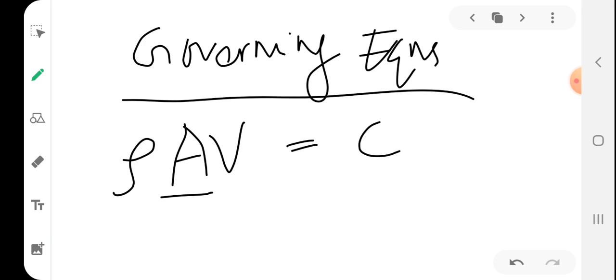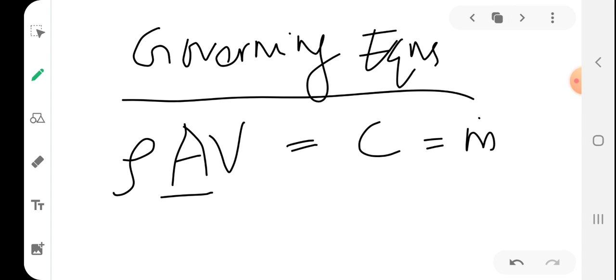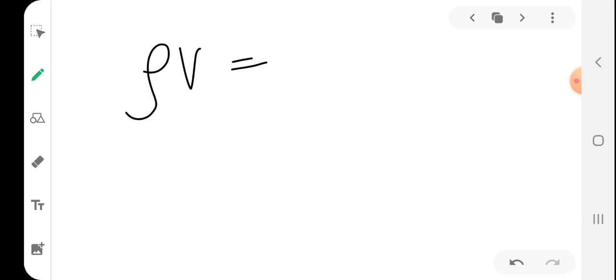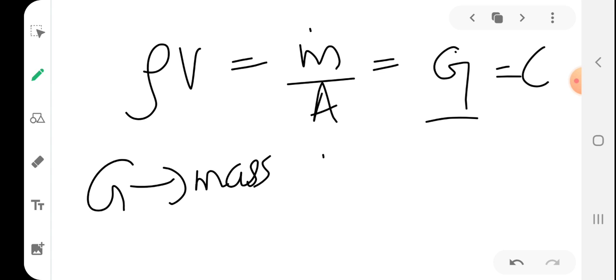But since it is a constant area duct, A is also constant, so rho V can be written as m dot, mass flow rate, by A, which is equal to a constant G. Take it as G, okay? And it will be a constant. So this is a mass flux. G is mass flux. We have already used this kind of idea, like mass flux, in Fanno flow, right? So this is the equation for conservation of mass.